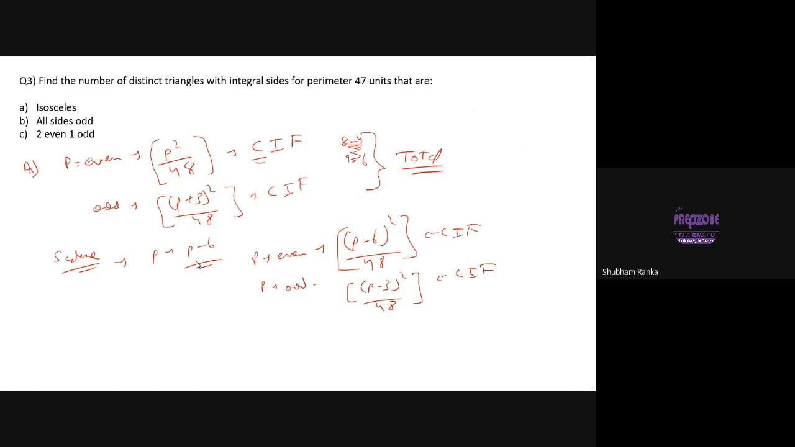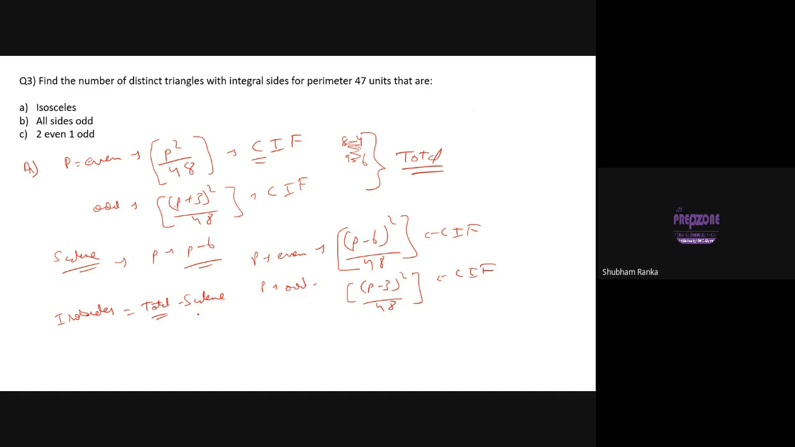Okay, so I have the total triangles now. I have the scalene triangles now. So if I subtract them, what will I get? I will get isosceles triangles. And equilateral is also considered within the isosceles only. Right, so isosceles, if I want to find out, it will be total minus scalene.